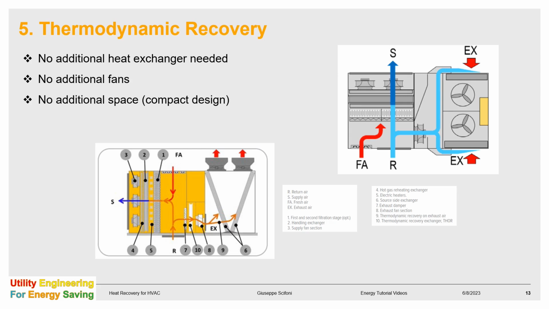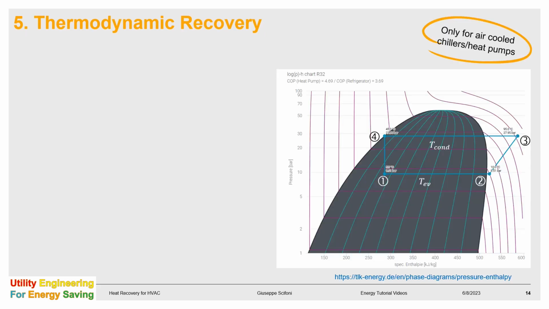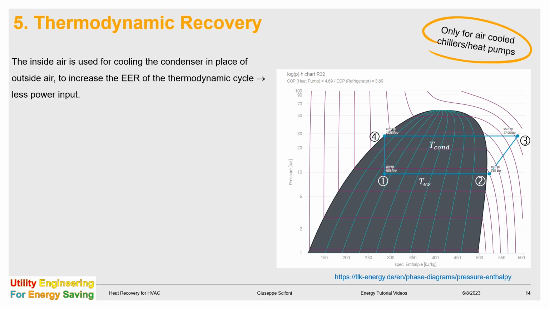In the schematic is displayed an air handling unit with integrated chiller. The inside air R is partly mixed with the outside air FA and partly exhausted to cool the condenser. In the picture is represented the enthalpy-pressure diagram of a coolant and its thermodynamic cycle. There are 4 stages: 1-2 evaporation, 2-3 compression, 3-4 condensation, 4-1 expansion.